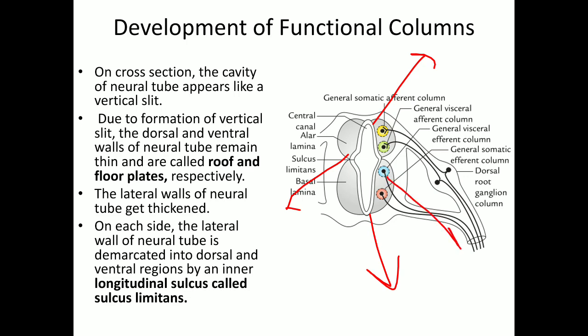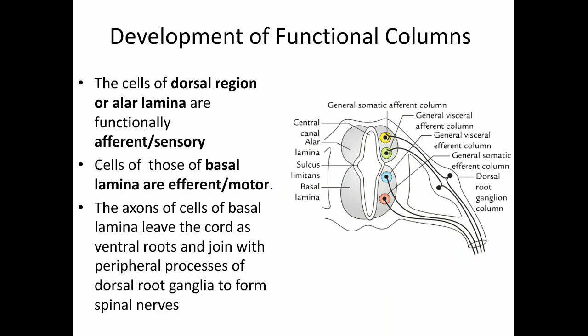And there is a sulcus in between the dorsal part and the ventral part, which is called the sulcus limitans. This sulcus limitans divides the neural tube into the dorsal part and the ventral part. The dorsal region is also called the alar lamina and it is functionally sensory. And the ventral part, or the basal lamina, is efferent or motor. This is the basal lamina and this is the alar lamina.